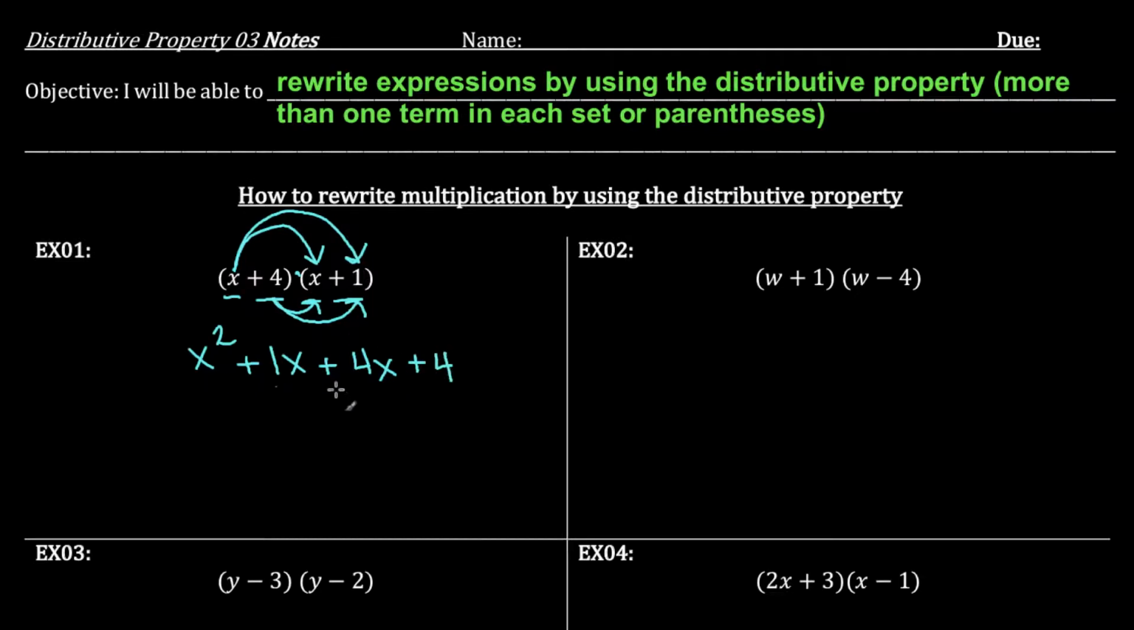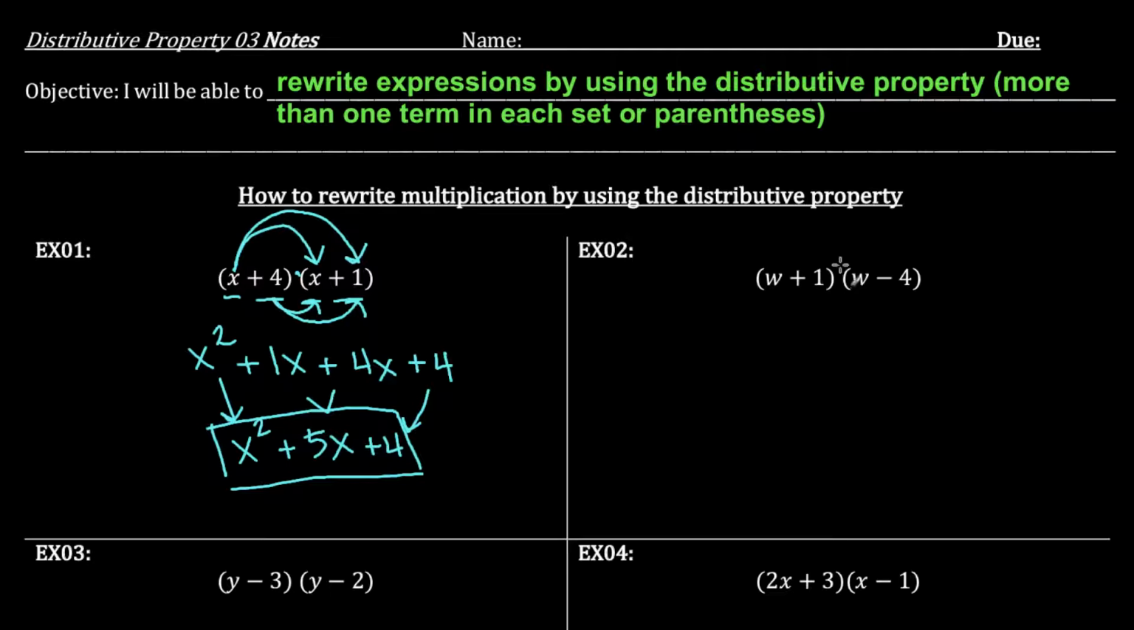Now you would think that we're done here, but remember, we have to combine like terms. We have a plus 1x and a plus 4x. So they come together and make plus 5x. And the x squared, remember, we don't have any more x to the second power, so we leave it. And we don't have any more constants or regular numbers, so it's just 4. All right, let's do it again.